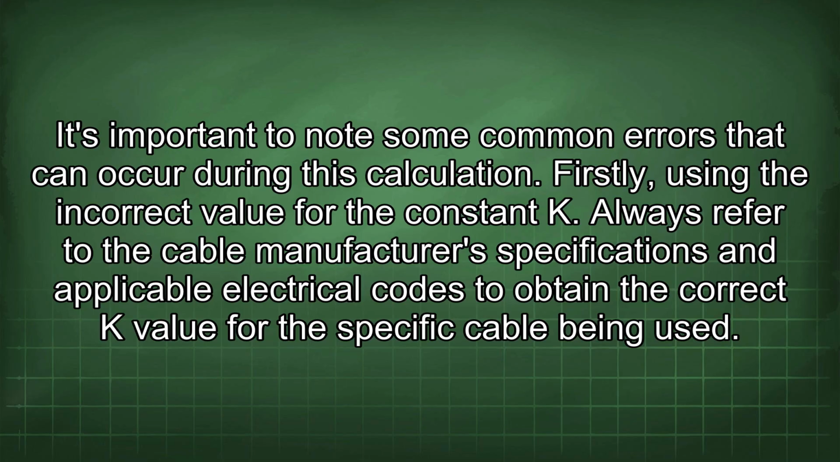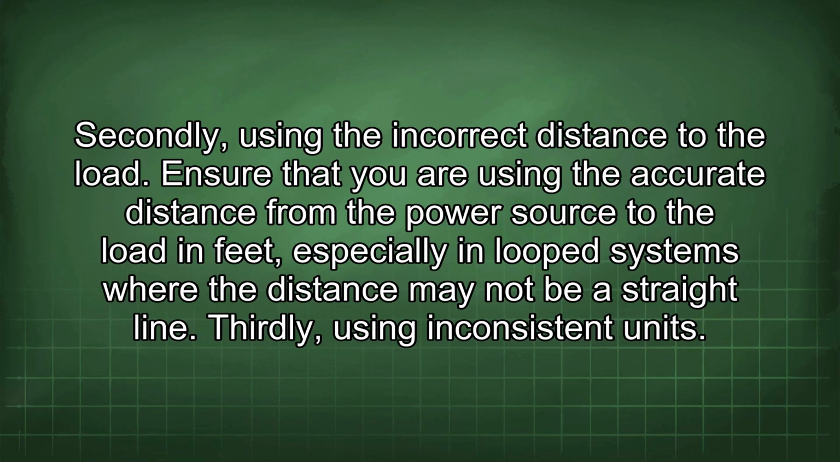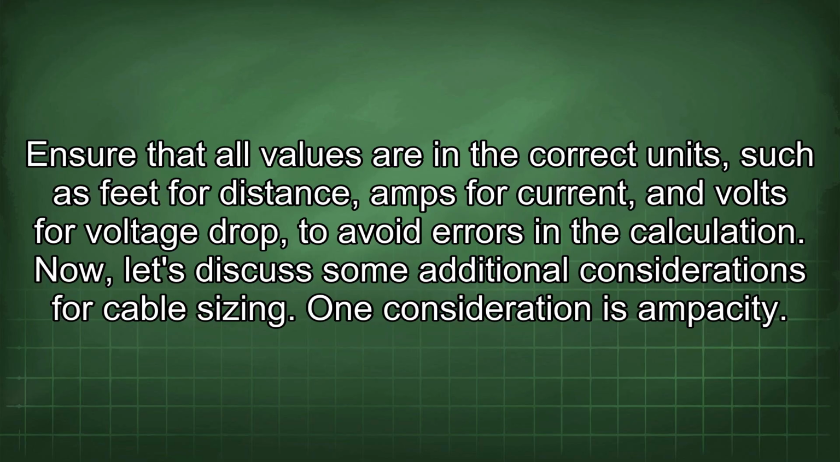It's important to note some common errors that can occur during this calculation. Firstly, using the incorrect value for the constant K. Always refer to the cable manufacturer's specifications and applicable electrical codes to obtain the correct K value for the specific cable being used. Secondly, using the incorrect distance to the load. Ensure that you are using the accurate distance from the power source to the load in feet, especially in loop systems where the distance may not be a straight line. Thirdly, using inconsistent units. Ensure that all values are in the correct units, such as feet for distance, amps for current, and volts for voltage drop, to avoid errors in the calculation.